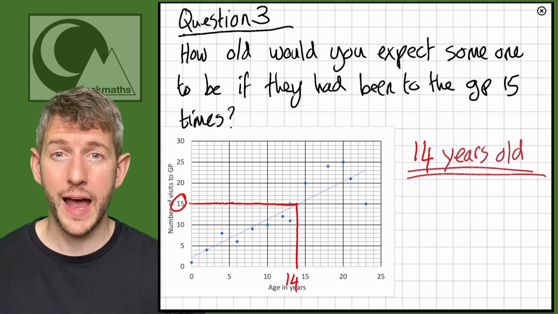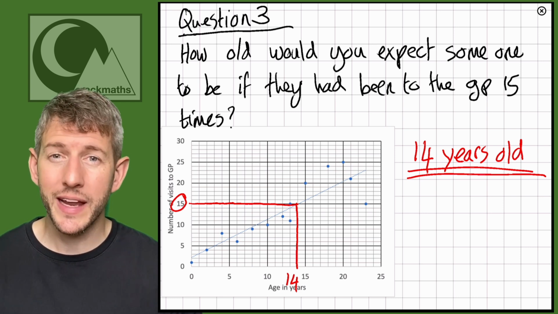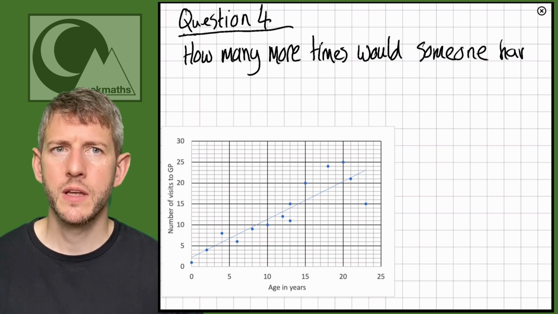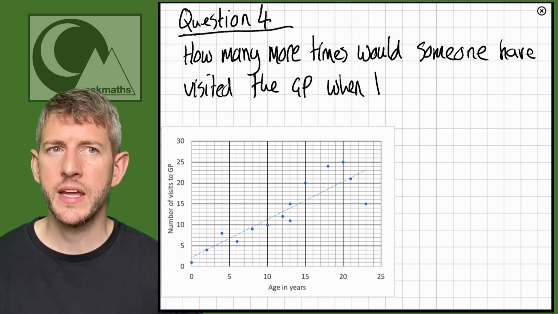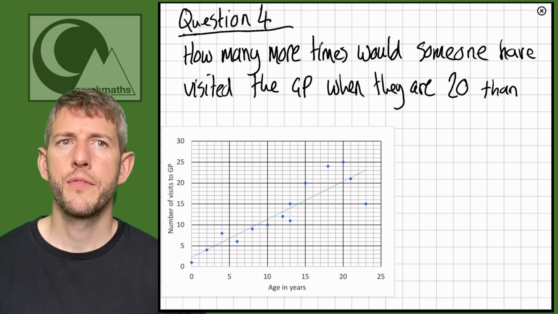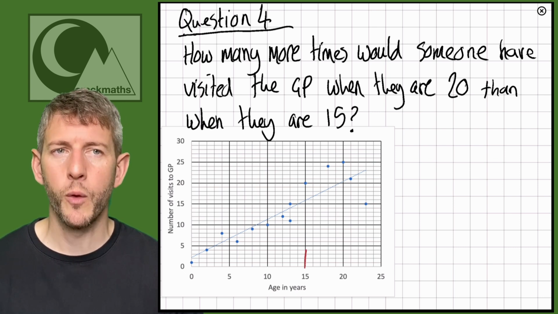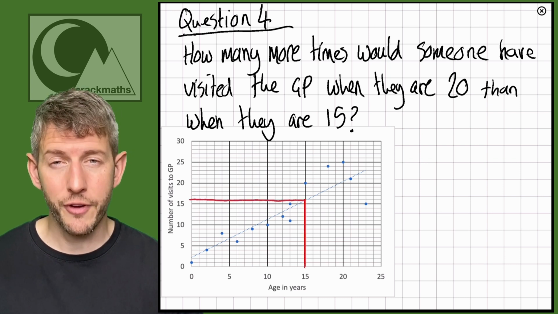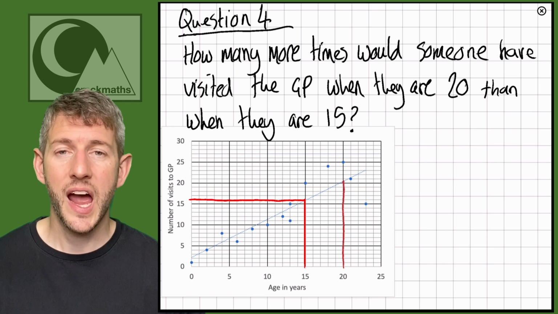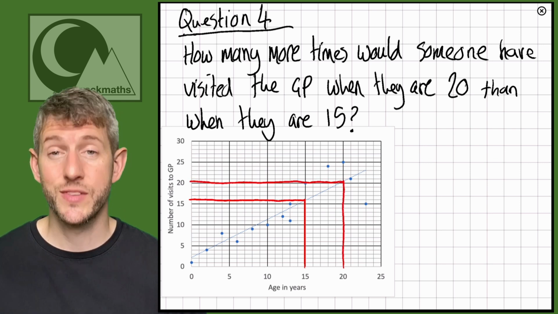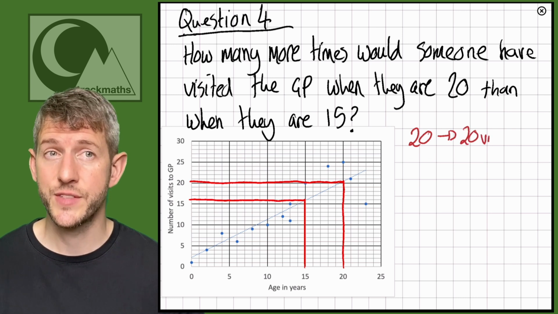Now, the only other thing that happens with these questions is you might get asked to calculate a difference. So, for example, you might say, how many more times has somebody visited the GP when they're 20 than when they're 15? Okay, so in order to do that, we need to find our GP visits for 20, we need to find our GP visits for 15, and then we need to work out how many more times the person that is 20 has visited the GP than the person that is 15.